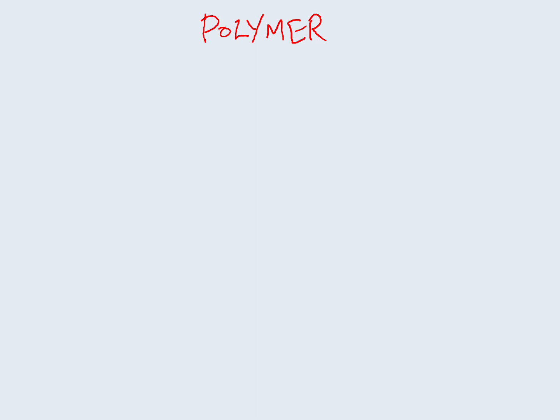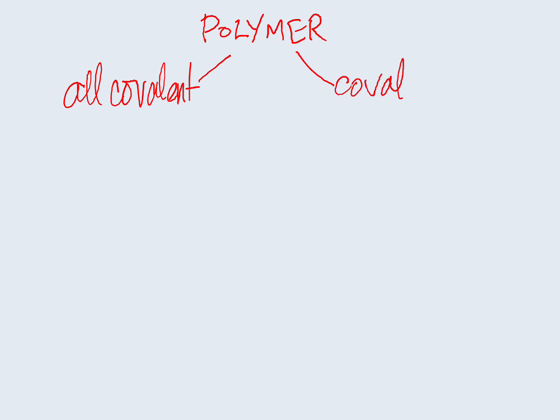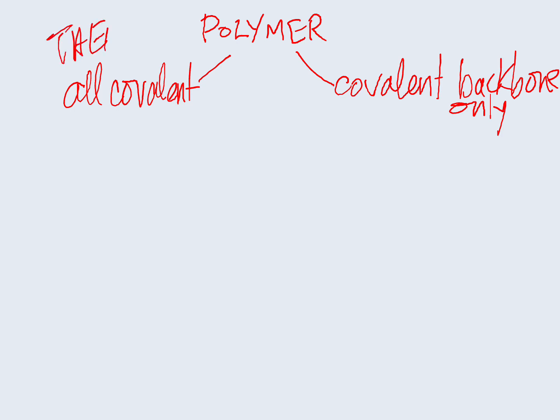So the first thing is two groups: all covalent bonds, and covalent backbone only. All covalent bonds, that's my thermoset. Epoxy is a good example. Covalent backbone only, that's my thermoplastic.